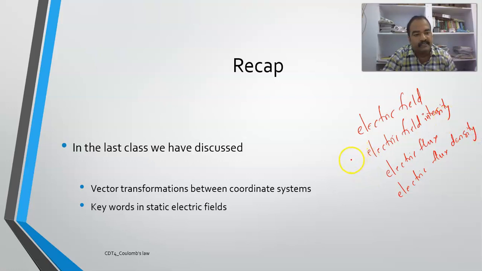So electric field intensity is represented as E, units are volt per meter. Electric flux is represented by psi, units are coulombs. Electric flux density is represented by D, units are coulombs per meter square. And E and D both are vectors and they are related by D = εE. This is what we have discussed in the last self-learning topic.